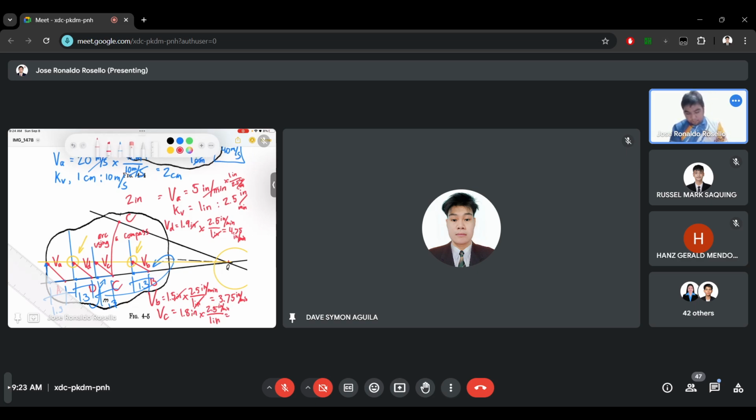4.5 inch per minute. So these are the determined velocities VD, VB, and VC.